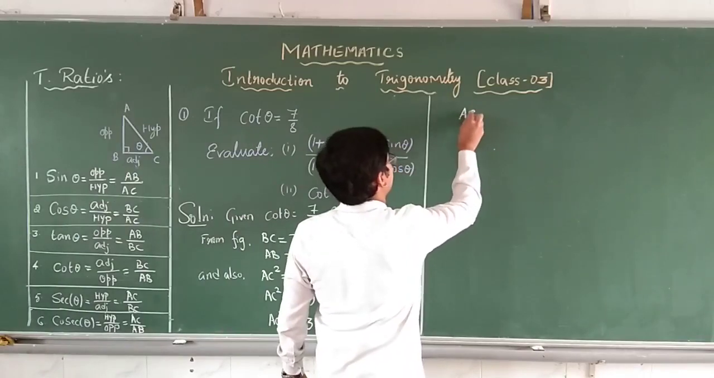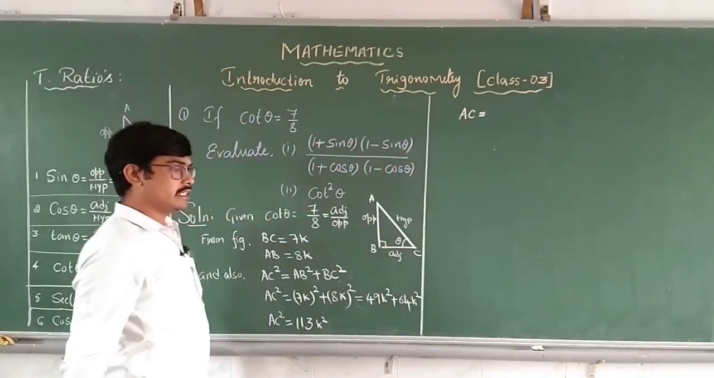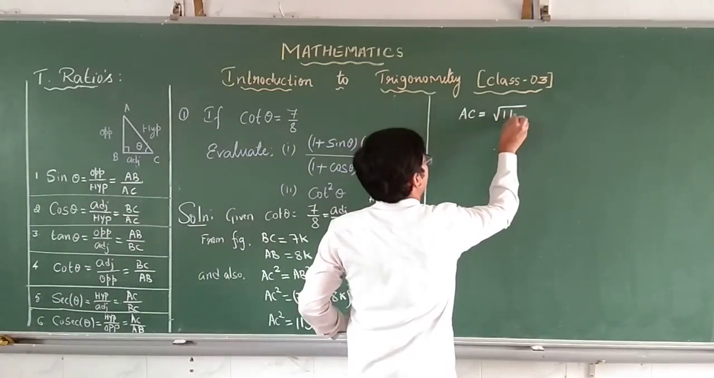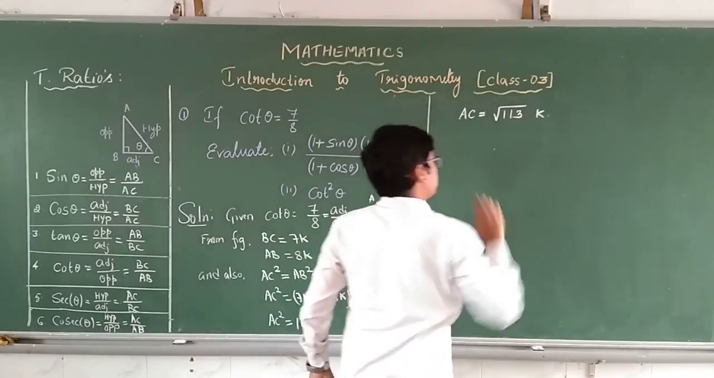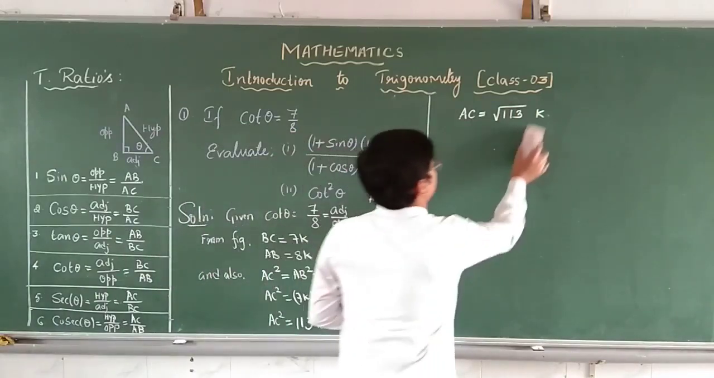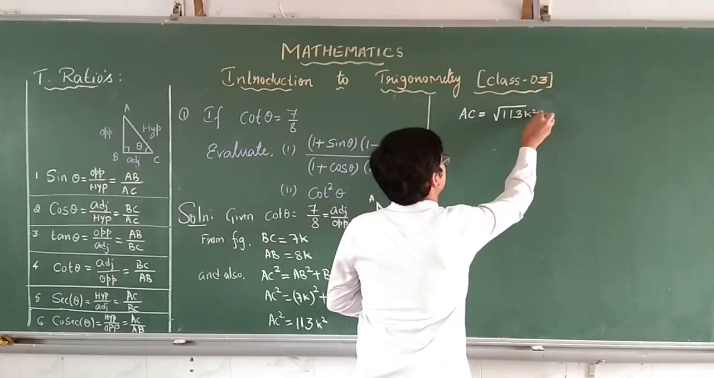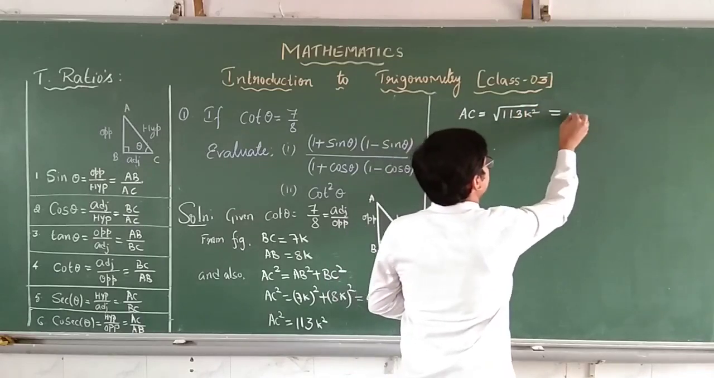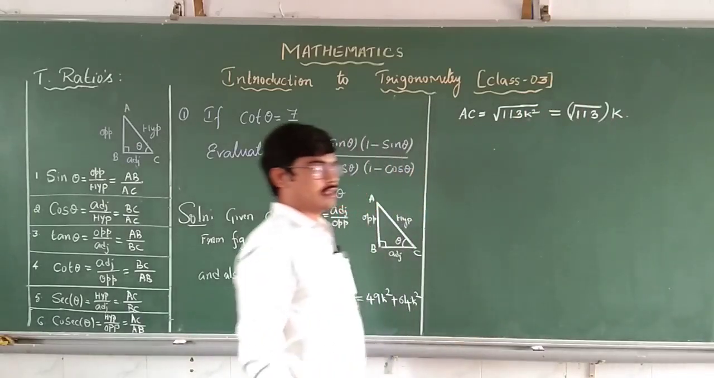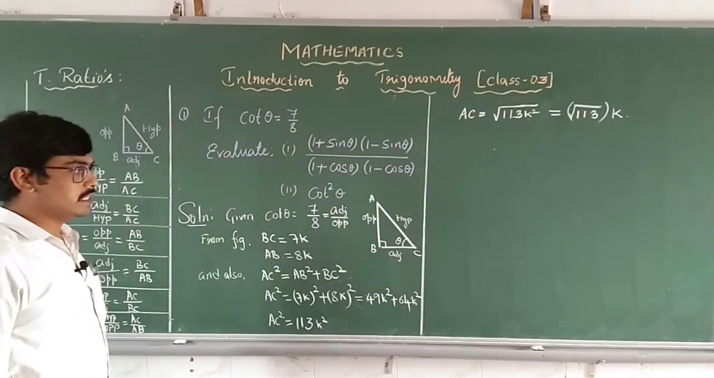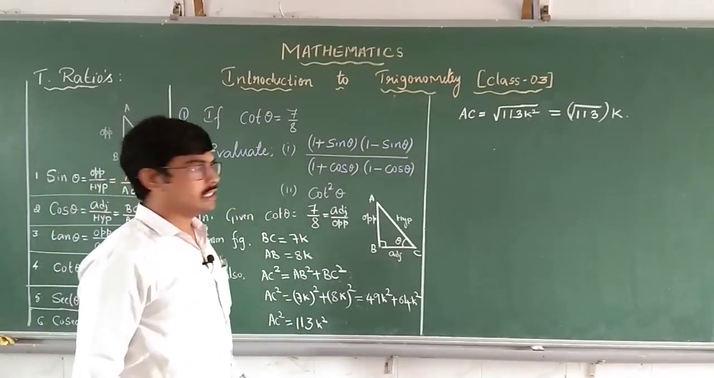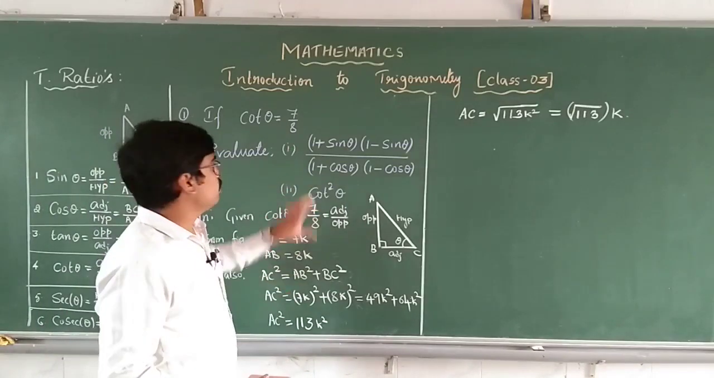Therefore for AC we can observe 113 is not a perfect square. So let me write it as square root of 113 k square. After applying square root to this k square, we will get root 113 times k. This is the value of the third side, the hypotenuse of the given triangle. Now by using this, let me find the solution for the first problem.